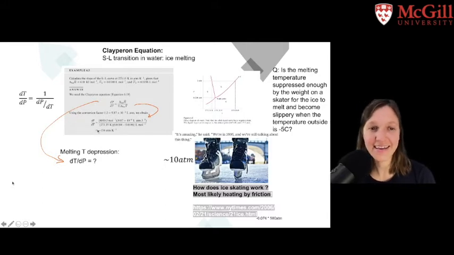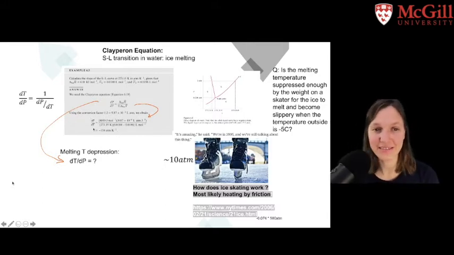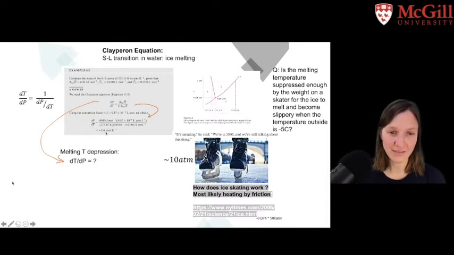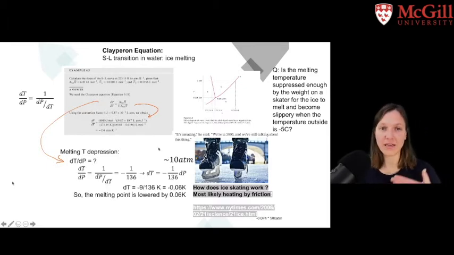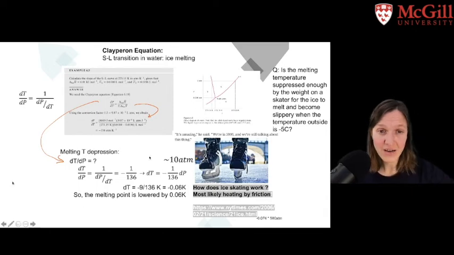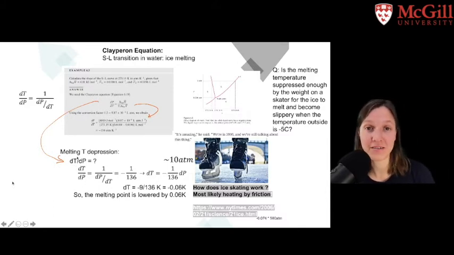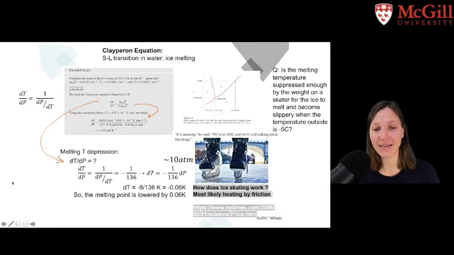We plug those numbers in and we get a very nice round number for dP/dT, and this is minus 136 atmospheres per Kelvin. Now, to get dT/dP, I'm going to invert it. So I'm going to take 1 over whatever I got here. It's going to be minus 1 over 136. And now to get dT, which is the change in the melting temperature because we're changing pressure, I will simply multiply both sides of this equation by dP. And I'm going to get dT equals minus 1 over 136 times the change in pressure, dP.